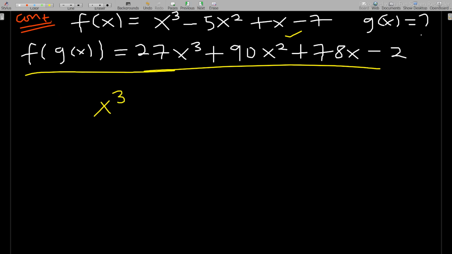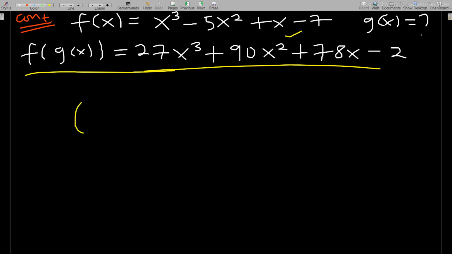And what is the highest degree of x in f of x here? That one too is x cubed. So what it means is that after putting g of x inside wherever I see x in f of x, I will get f of g of x. So this is what it means. The degree of f of x here is x cubed.